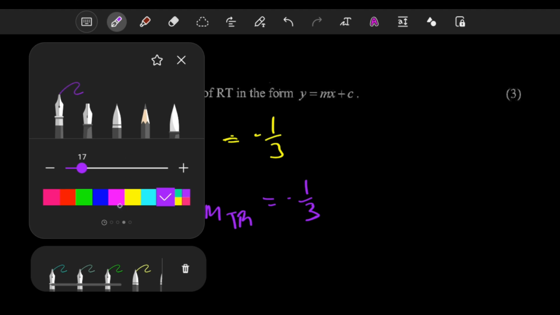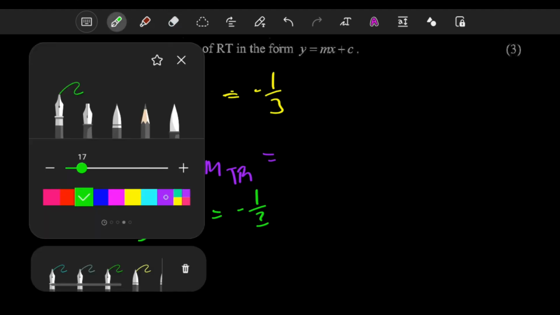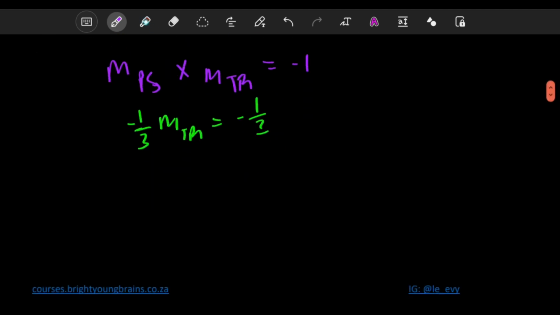There's nothing crazy or major here. We just need to put in our values. This one we know is -1/3, and then whatever this is, it's M TR over there. This is equal to -1. Why did I just write -1/3 here? I feel like my brain is being fried way too early. But anyway, this is equal to -1.